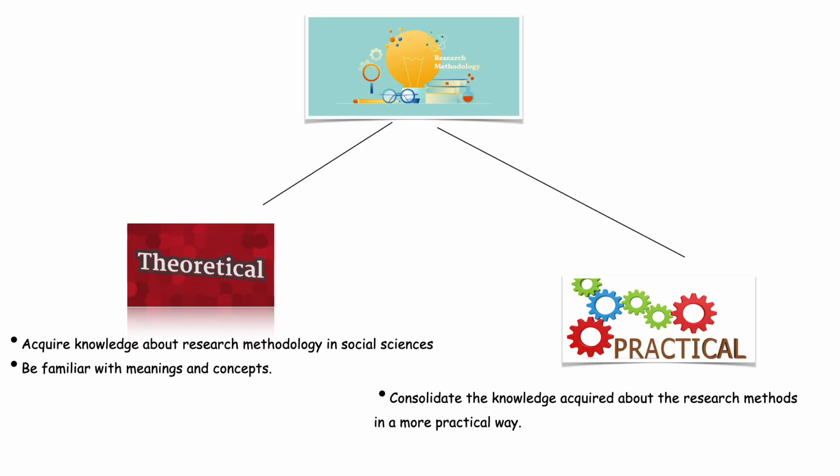So, as mentioned before, the course is in 2 parts, one theoretical and one practical. The main objective of the theoretical part is allowing students to acquire knowledge about research methodology in social sciences and be familiar with meanings and concepts. For the practical part, the main objective is consolidating the knowledge acquired about the research methods in a more practical way. So we start off with the theoretical part.